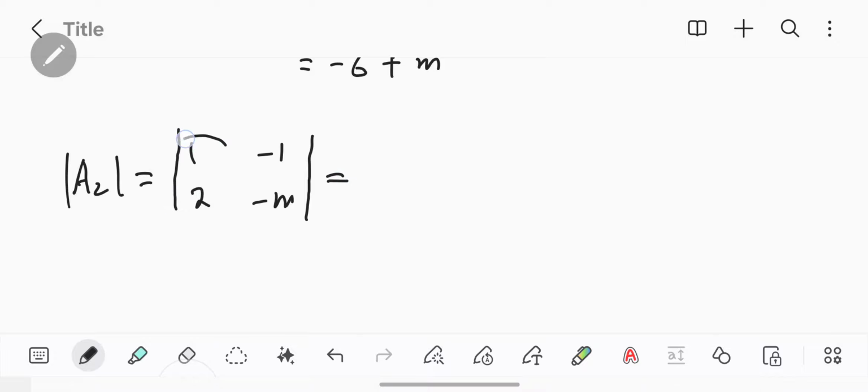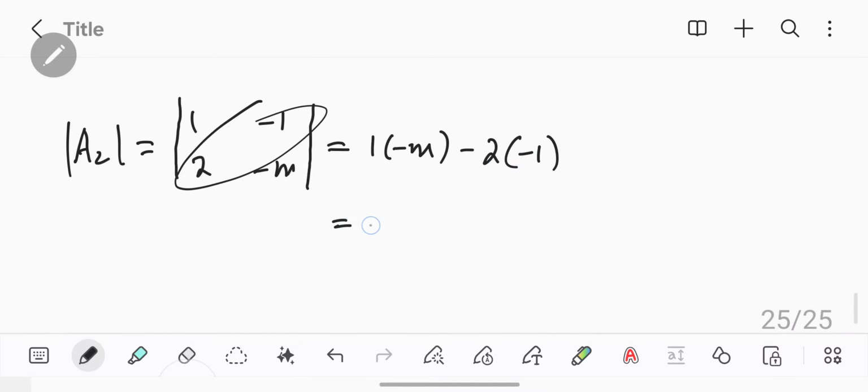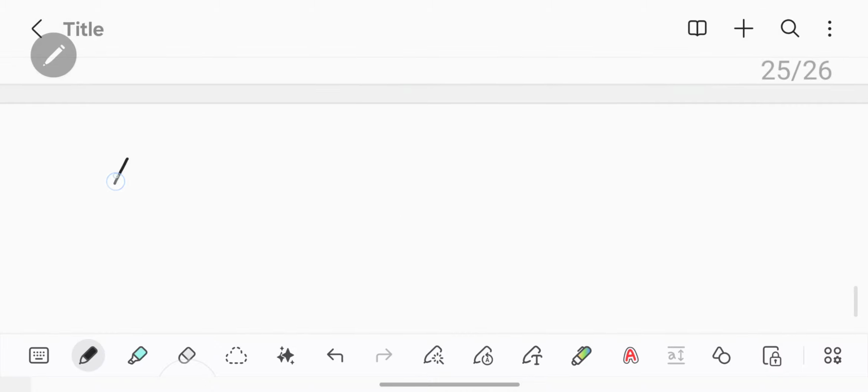And the determinant of this matrix can be obtained by the product of these two, which is 1 times minus m, minus the product of these two, minus 2 times minus 1. Minus m plus 2. Okay, so the determinant of A2 is minus m plus 2. Now I can easily find the value of x and the value of y.